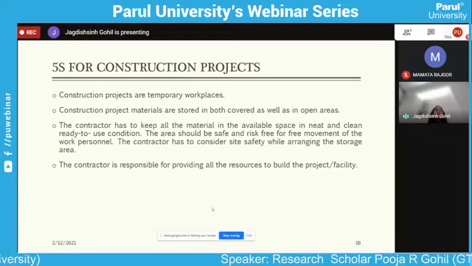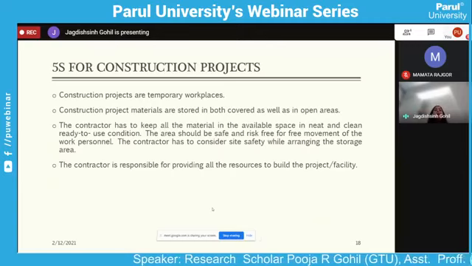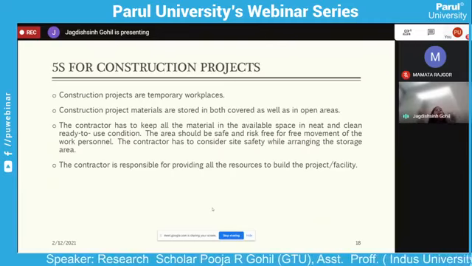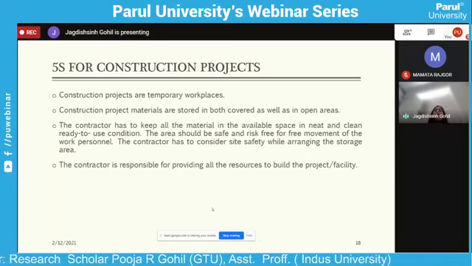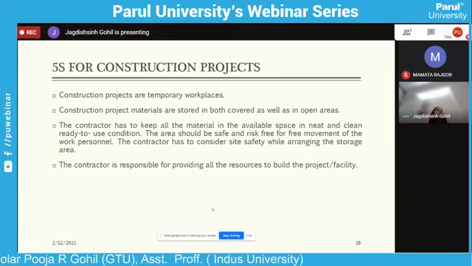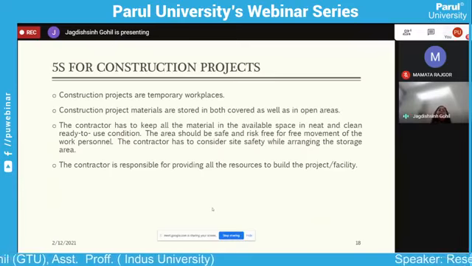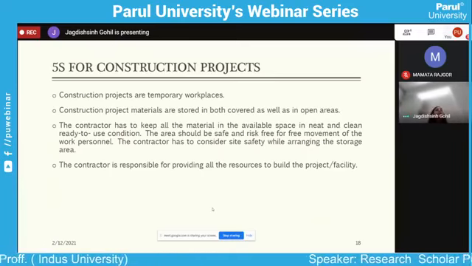Whatever space he has for the store, he should utilize it in such a way that he can keep all the material in a neat and clean position along with ready to use condition. As I said, whenever we need an equipment or whenever we need a material, it should be in ready condition. It is not the case that we should first go for cleaning it and then go for using it. No, that will waste a lot of time. So it should be in ready to use condition. It should be easily accessible.